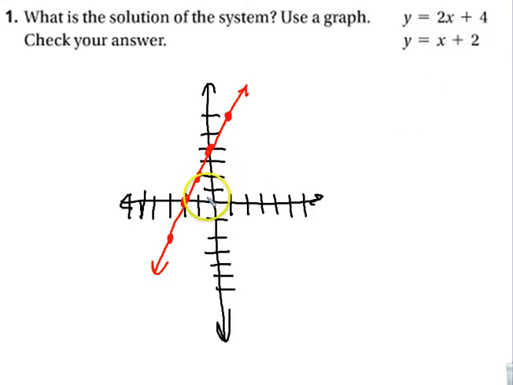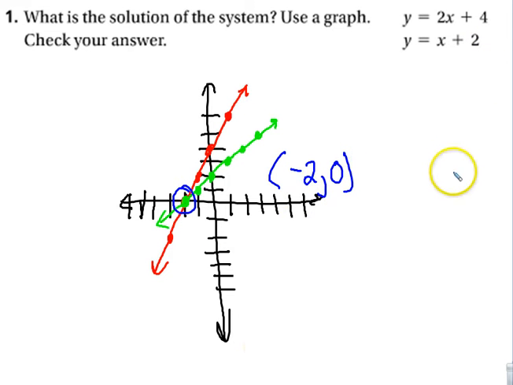And then I've got this one, +2. This one tells me to go up 1 and over 1, up 1, over 1. But I notice I'm getting further away, so now I'm going to go the opposite direction: down 1 and to the left 1, down 1 and to the left 1. And what I see is two lines that cross. Here is where they cross, and that ordered pair is -2, 0. So once again, -2, 0 plugs in and makes both of those true.